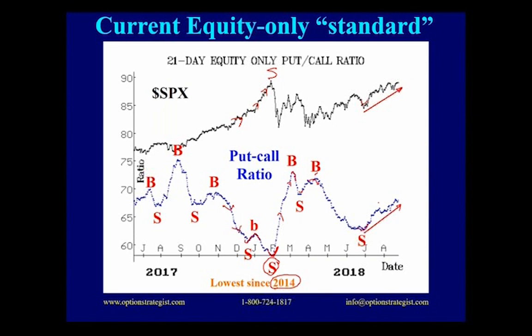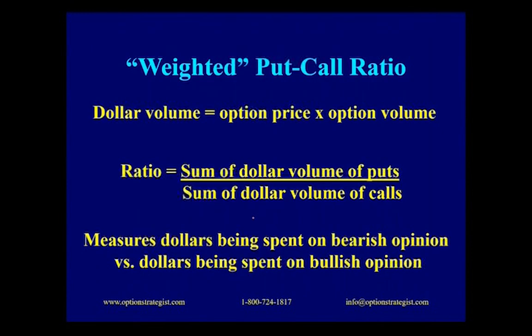So right now, people still remember this violent drop in the market back here in February, and they're buying puts, out of the money puts, especially the low price puts, even though they're overpaying for them, and that's forcing the put call ratio higher because they're buying puts, even though the stock market is going higher as well. Now, with the advent of computers, we're able to calculate another kind of put call ratio called the weighted ratio, and in this case, we measure the dollars being spent on puts versus the dollars being spent on calls.